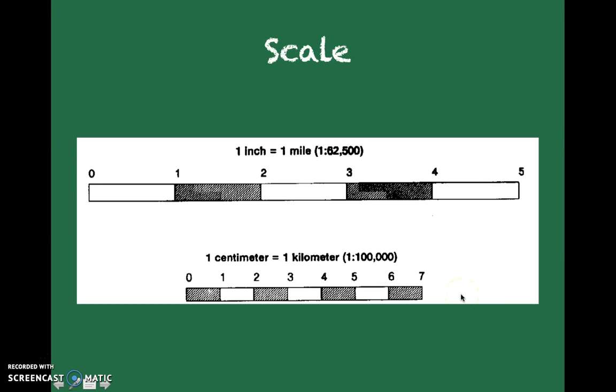Next we have the scale, and this shows the distance in miles or kilometers based on measurement on the map in inches or centimeters. In this scale, 1 inch represents 1 mile, and 1 centimeter represents 1 kilometer. Using this scale, if we measured one point to another on a map, and the distance between those 2 points was 7 inches, how many miles would they be apart in real life? That is correct. They would be 7 miles apart.